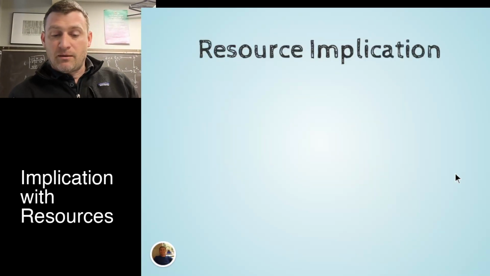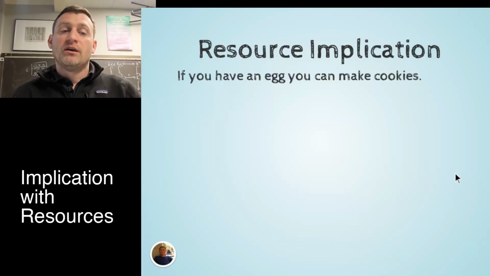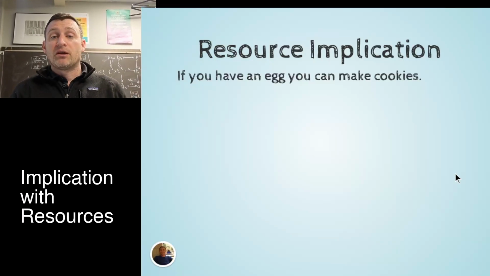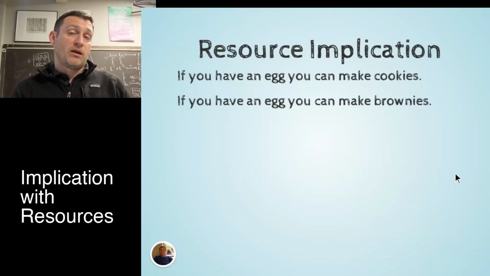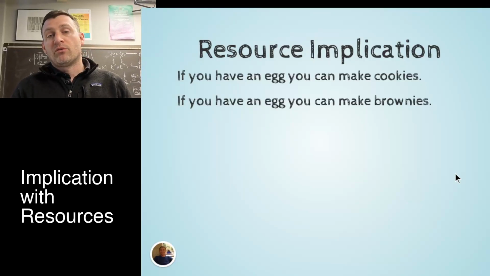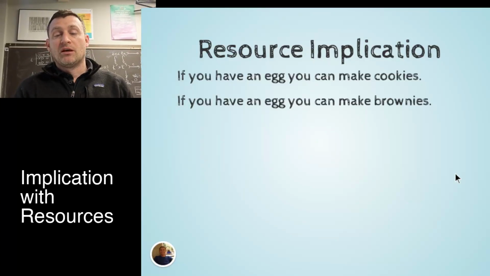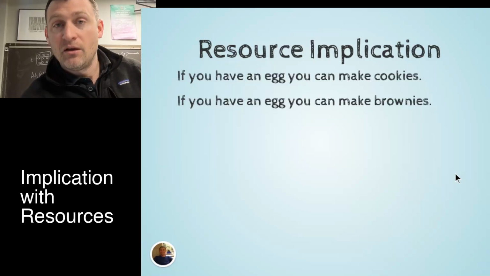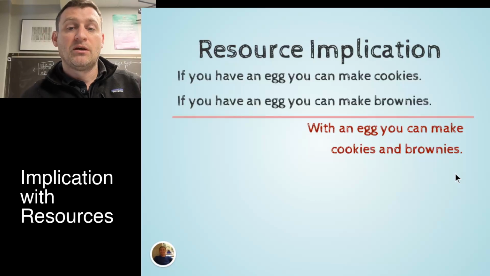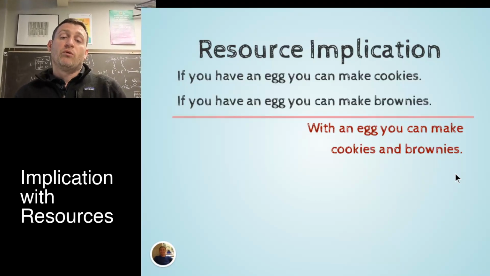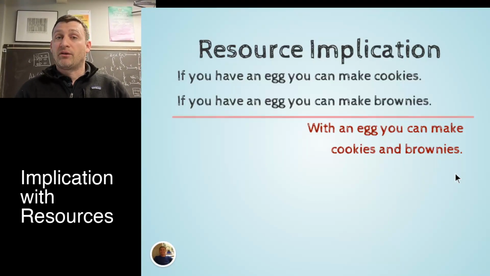So let's think about an example where we have resources involved. If you have an egg, you can make cookies. If you have an egg, you can make brownies. Notice both of these are if-then statements, but we're not focusing on those being conditional. Right now we're saying egg entails cookies and egg entails brownies. What's the conclusion then if we're to just follow standard implication rules? I claim that this says with an egg you can make cookies and brownies.